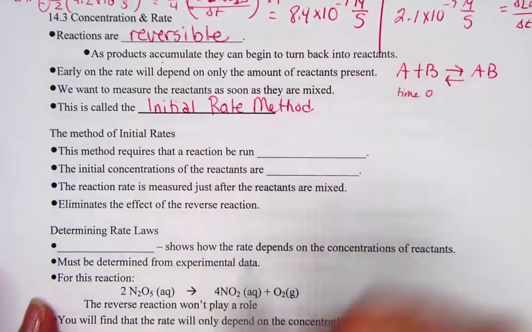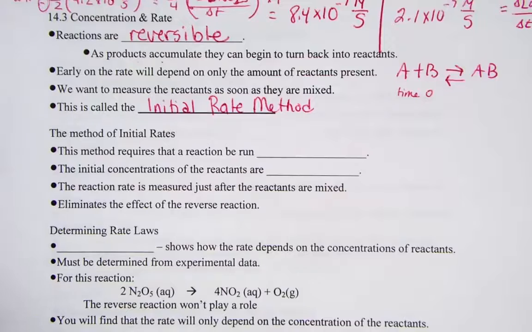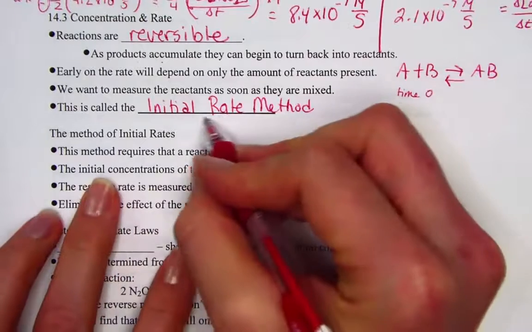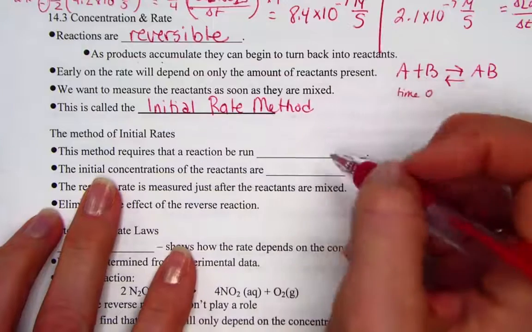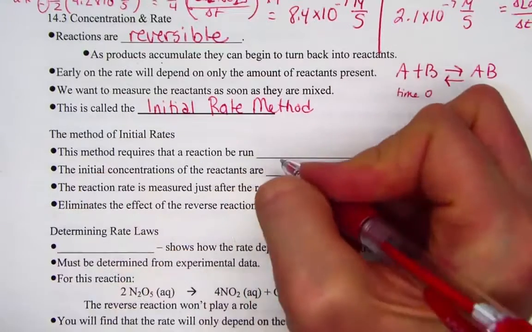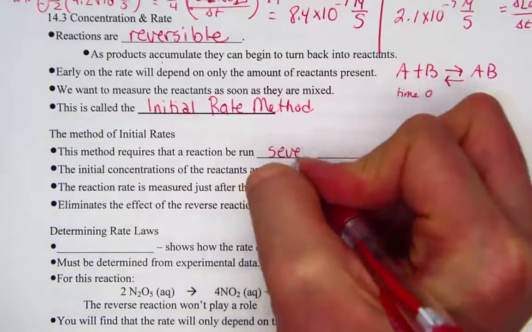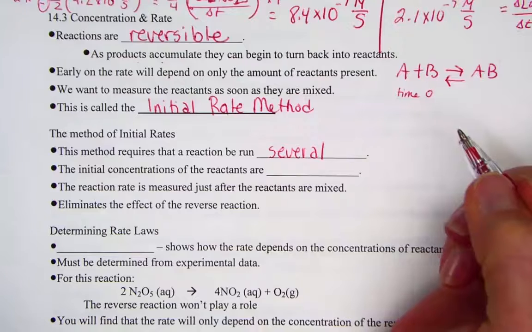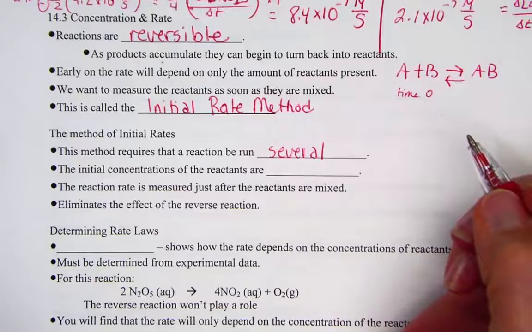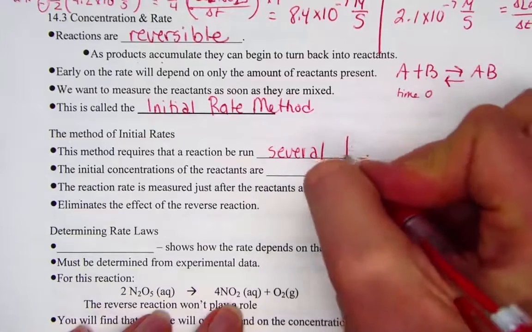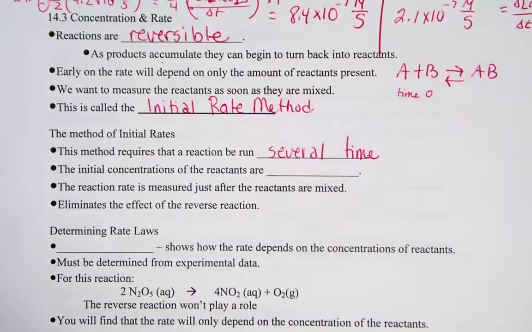This method, called the initial rate method, measures the concentrations at time 0 of the reactants as soon as they're mixed. If we know the concentrations of the initial amount of reactants and measure them several times at varied concentrations, we start to get insight into how the concentration is affecting the rate. So we run probably 2, 3, sometimes 4 different experiments by varying the initial concentrations of reactants. And we start to generate data tables.